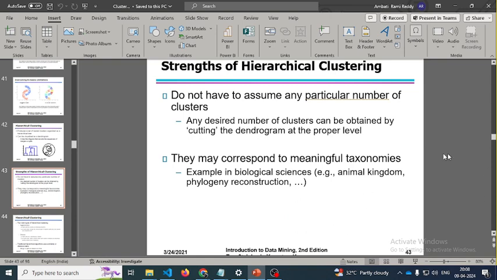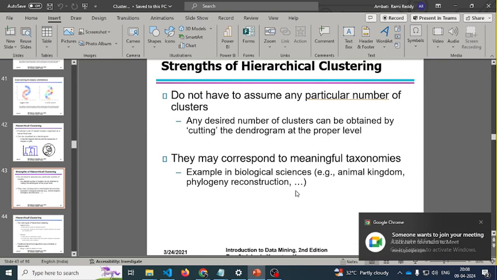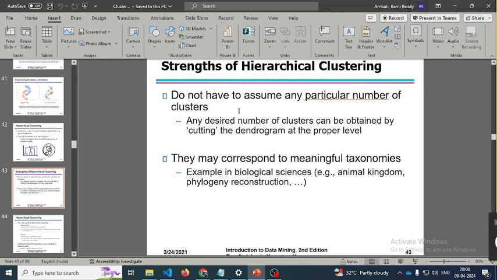What is the strength of hierarchical clustering? In the K-means algorithm, you don't have an initial value or initial centroid; you select it randomly, or you assume this is my centroid. If you are using hierarchical clustering, you don't have to assume any particular number of clusters or initial centroid. That is one strength of hierarchical clustering. Any desired number of clusters can be obtained by cutting the dendrogram.